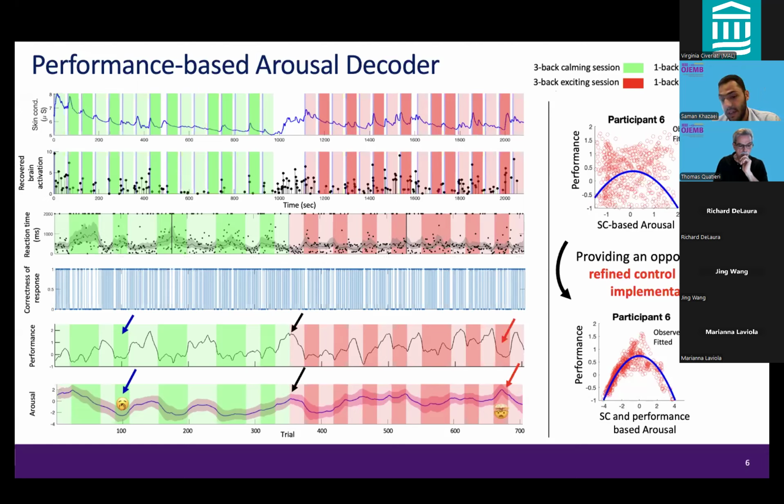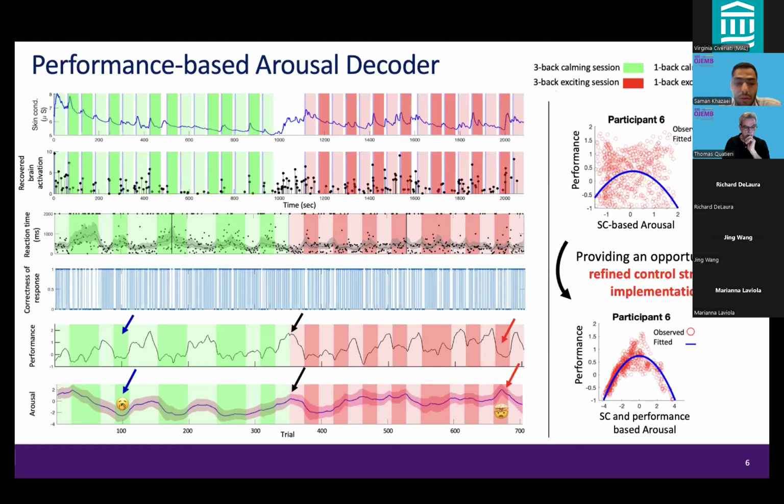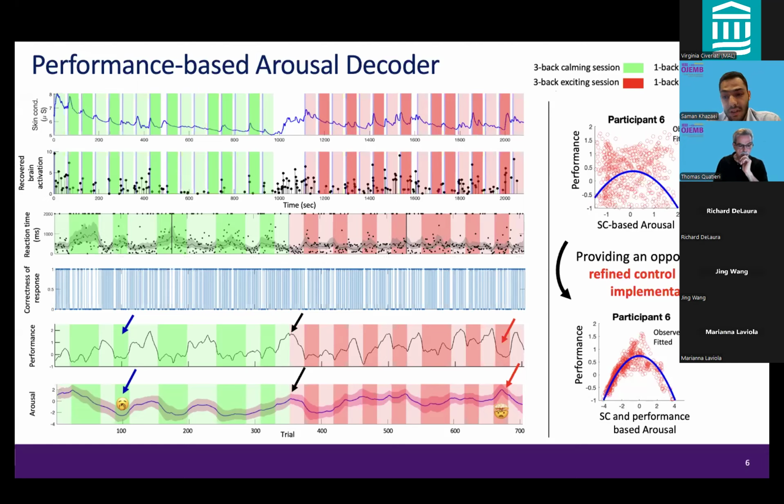And on the other hand, when the arousal is too high, which again can be an indicator of a stressful condition, the performance is low. On the right side also, as expected, this new decoded arousal state can depict a more aligned arousal-performance relationship linked with the inverted U, which can provide an opportunity for implementing a refined control strategy.